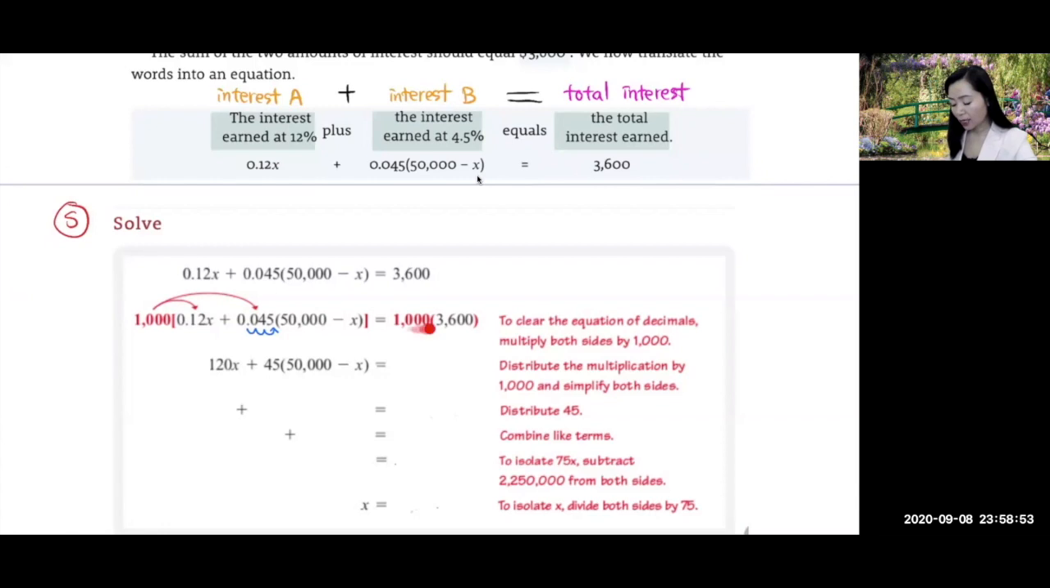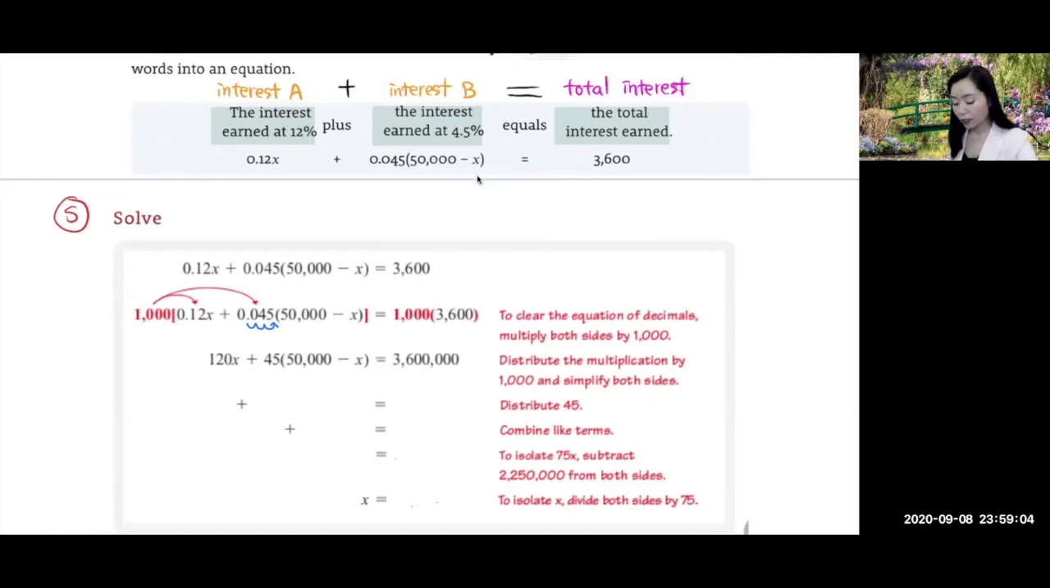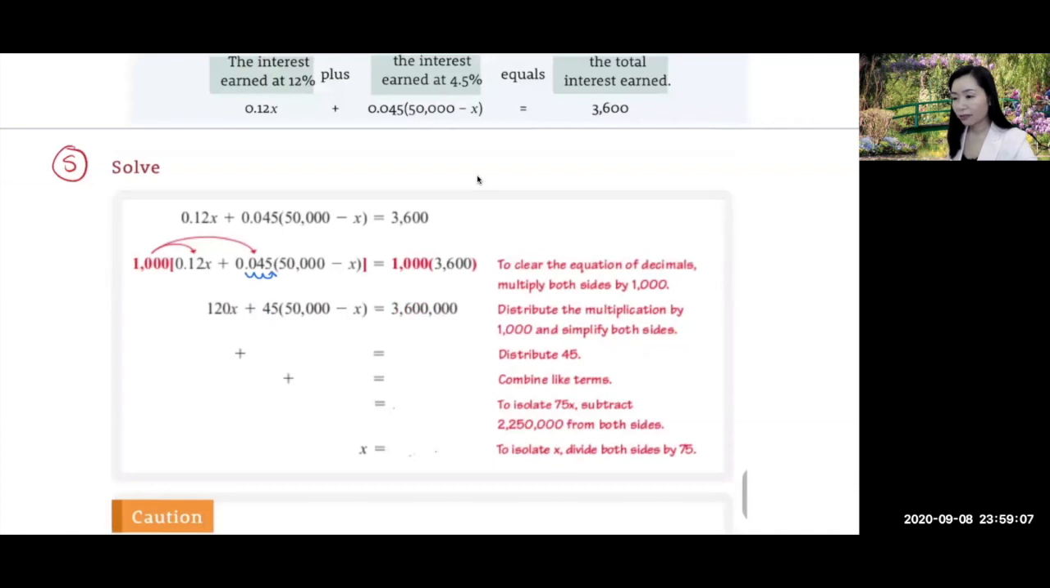Now on this side, 1,000 times this. So you're going to add 3 more 0s here after 3,600, right? Okay. Now by doing this, we clear the decimal. All of them will be integer coefficients. Now we're going to distribute this. So distribute over here, we got this. This side here is not changed. Now we're going to combine like terms. These two subtract give you 75x.